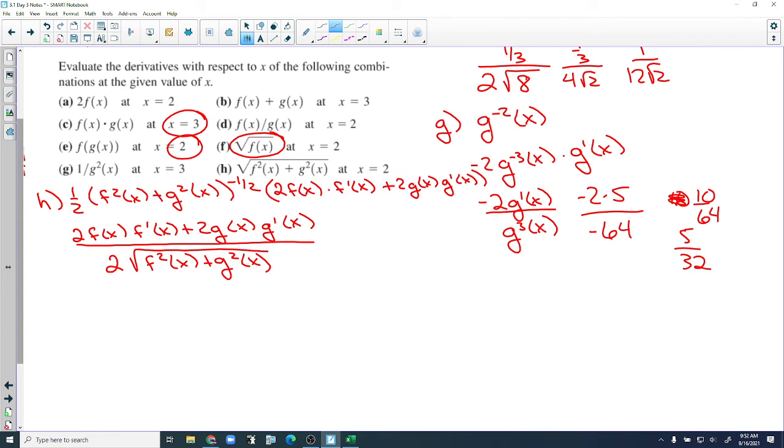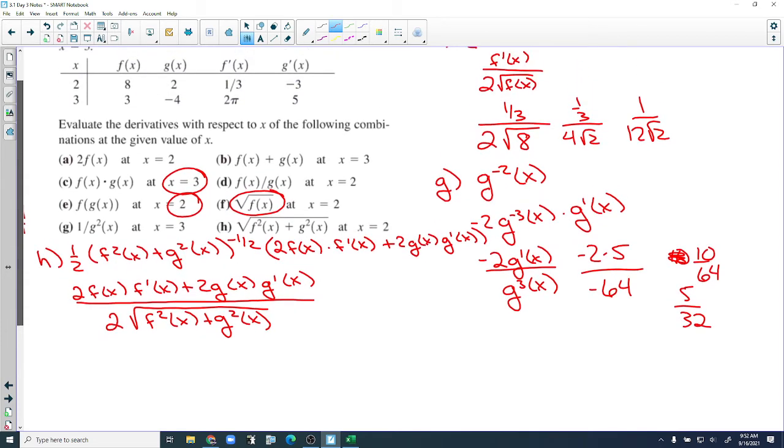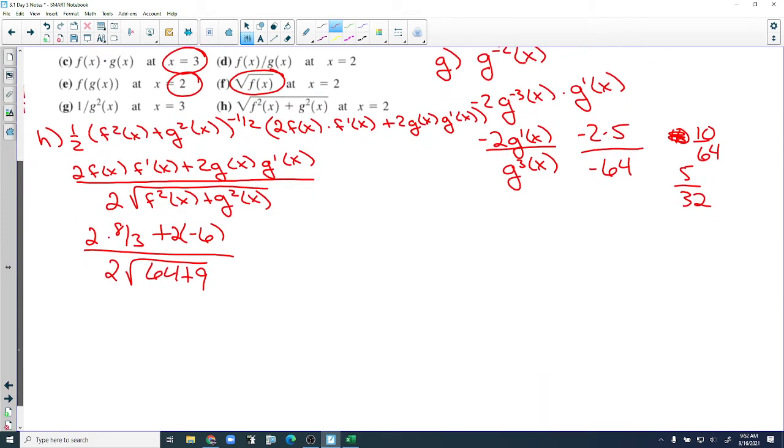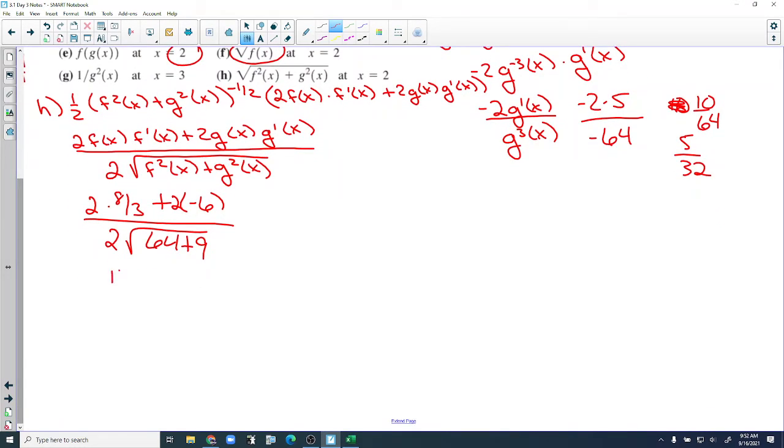And let's quickly throw some values in here and we'll call it good. So 2 times, I need f and f prime. F and f prime, 8/3. Plus g and g prime, -6. Oh, and I need the 2 there. Almost forgot that. 2 square root of f squared, so 64 plus 9. 64 plus 9. (16/3 minus 12) over 2 square root of 73.